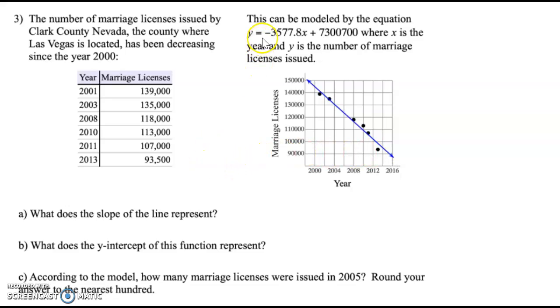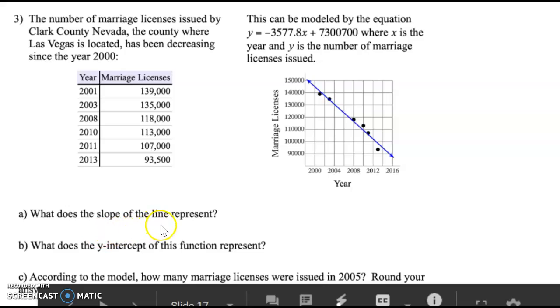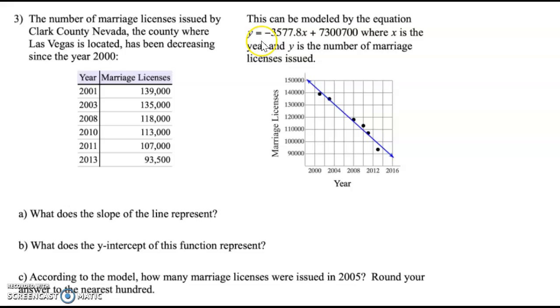Okay, so now we have a graph, we have a table, and we have the equation as well. What does the slope of the line represent? What is the slope given this equation? The slope is negative 3,577.8. Okay, because the number in front of the x is always the slope. But what does it represent?